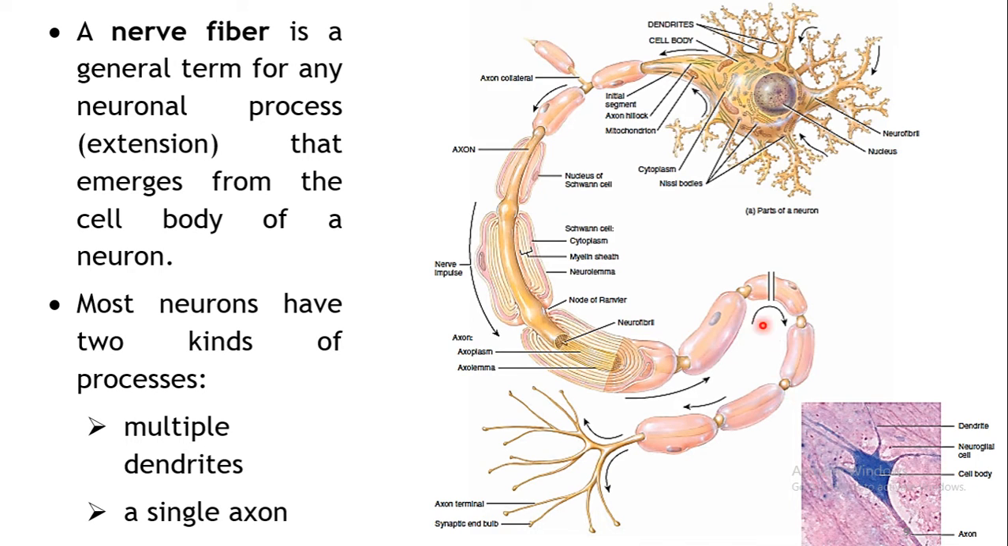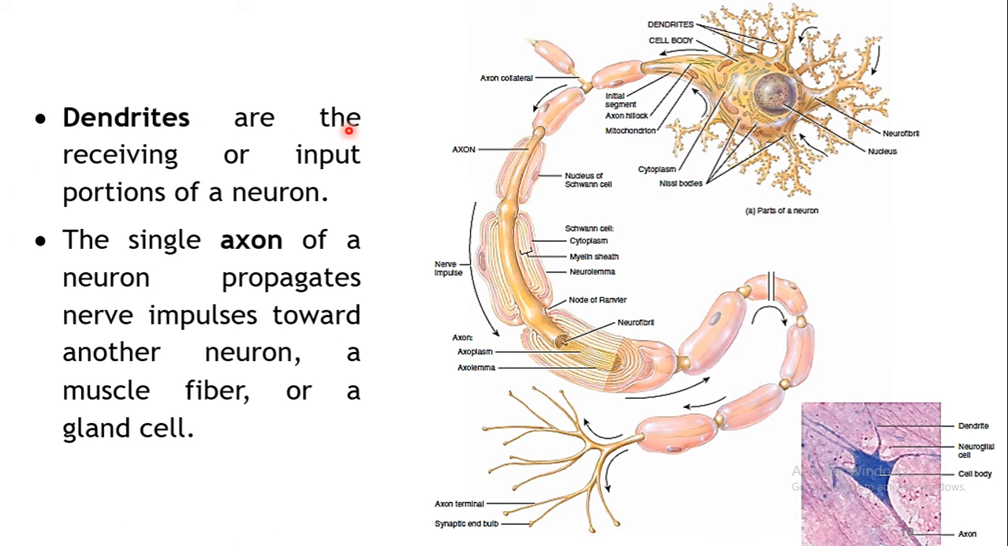Depending upon this length, these nerve fibers or processes are of two types: dendrites and axon. Multiple dendrites, meaning there are a number of dendrites, and there is only one long process, which is known as an axon. Dendrites are actually the receiving points or the input portion. So here the impulse will be received by this particular neuron at these points, that is, from the dendrites, and the signal will be carried along the axon. These arrows indicate the movement of the impulse. This long process is known as an axon. So this stimulus will be traveling along the axon.